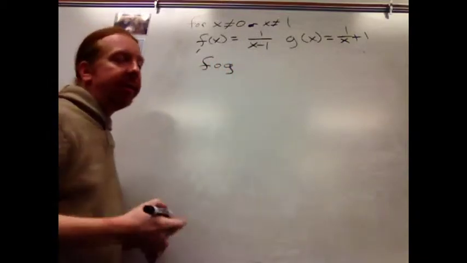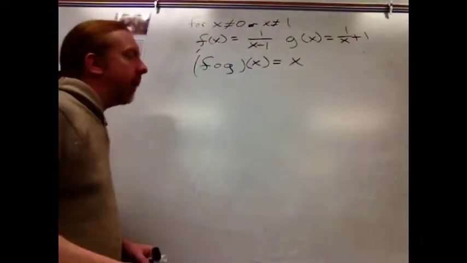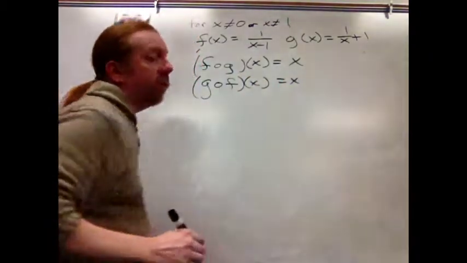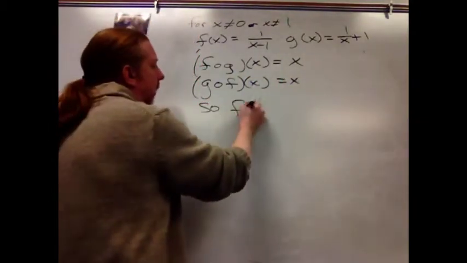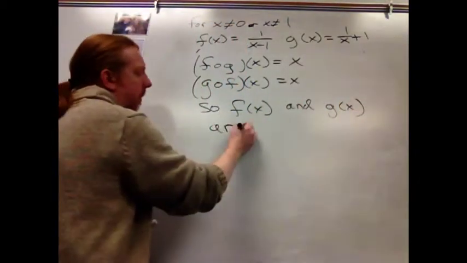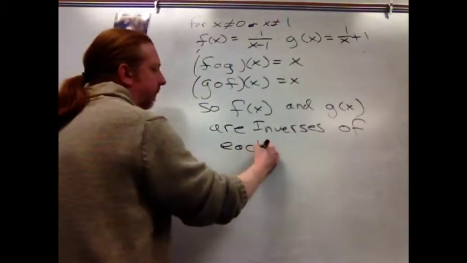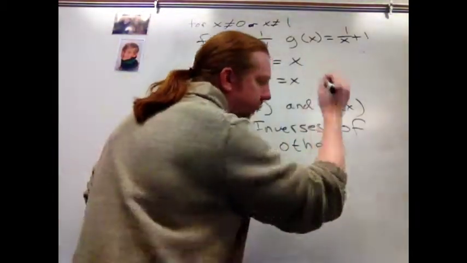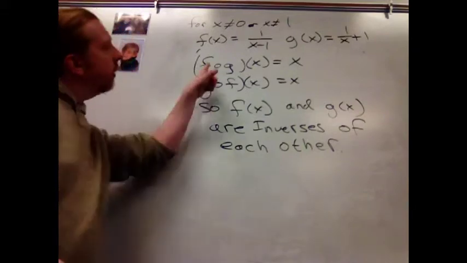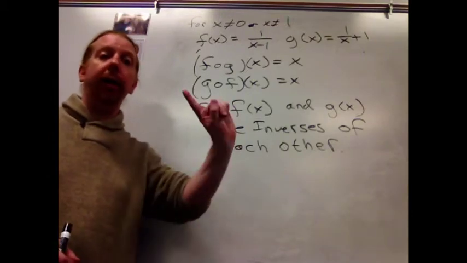The composition of f and g is the original value. The composition of g and f is the original value. So, f of x and g of x are inverses of each other. Don't be tempted to stop if it works one direction. You have to check both sets of compositions to be absolutely sure, because there will be cases that work one way, but not the other.